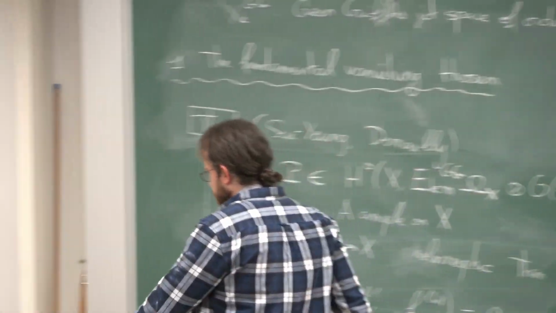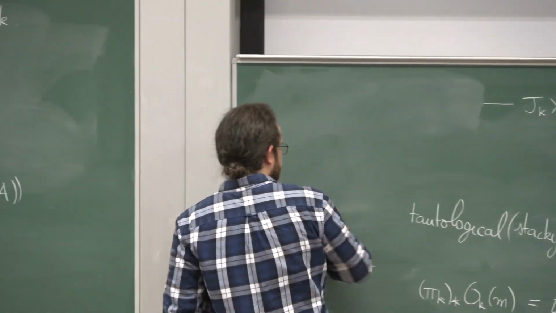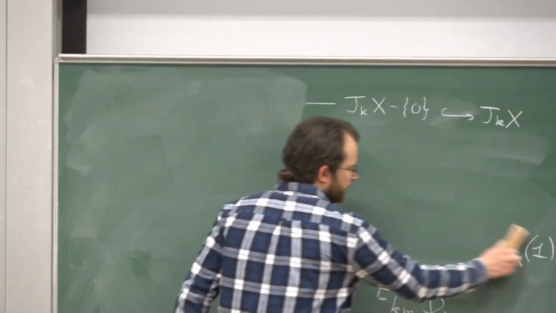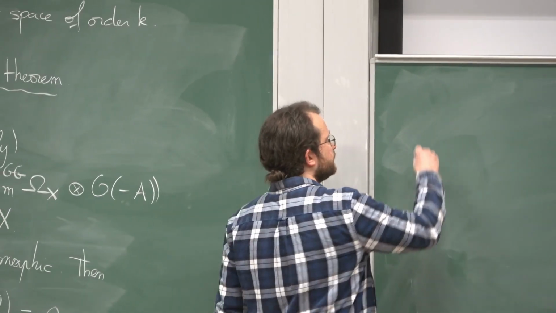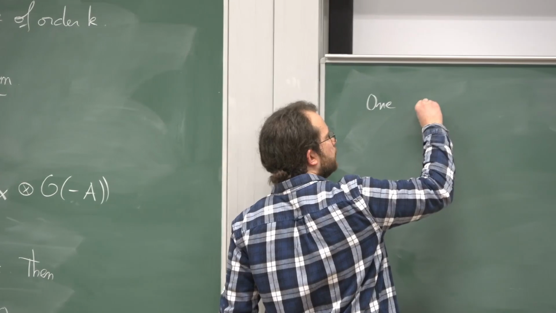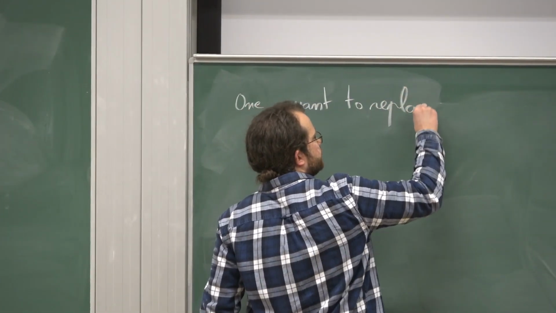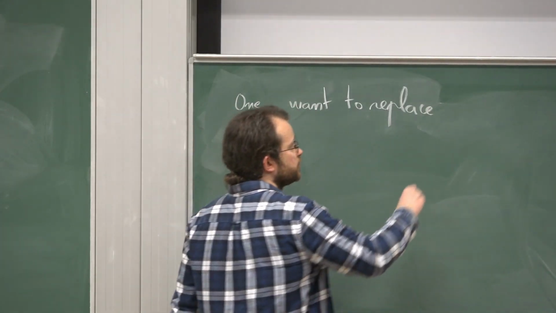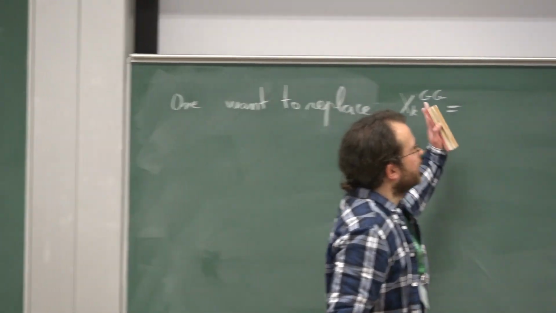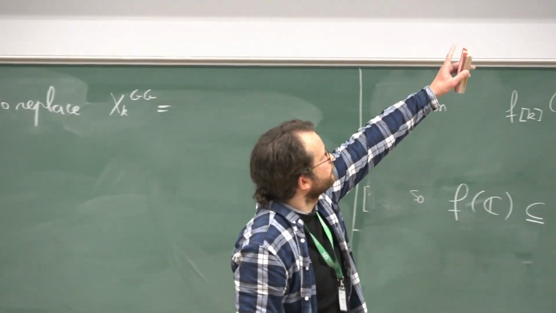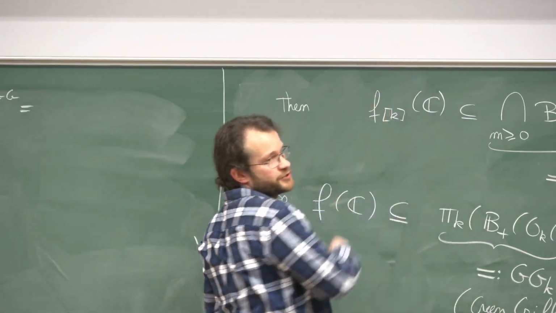And just to finish, I would just say that one would like to have a candidate for the jet space, and things are usually done by replacing X_k Green-Griffiths, which was actually, you can see it as a quotient of J_k X minus the zero section by the C star that appears here.